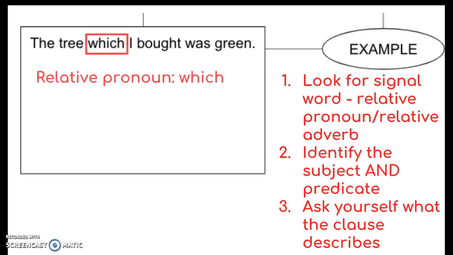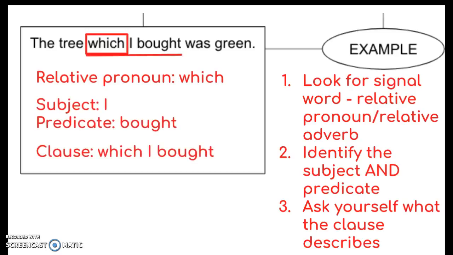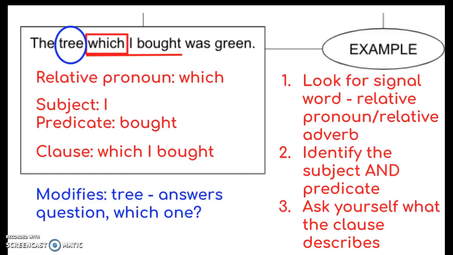So our signal word here is going to be which. It is a relative pronoun. Our subject is going to be I, and our predicate is bought, which would make the entire clause which I bought. So what does which I bought modify? It modifies the noun tree and answers the question which tree. So we're not describing the tree that's dead in the back that nobody wants. We're describing the tree which I bought.